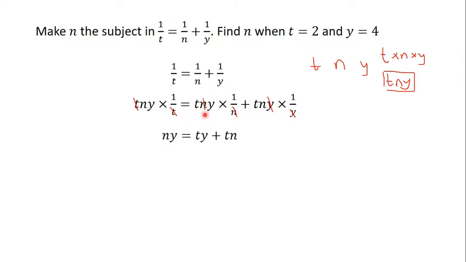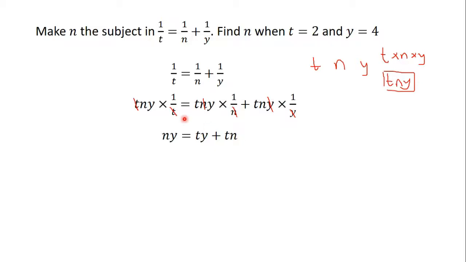Because n is gone, we are going to get ty times 1. Ty times 1 gives us ty. Now this y is gone, so you are going to have tn times 1, which will give us tn. So we have been able to clear all the fractions. Now we can go ahead, group our like terms, factorize, and simplify.